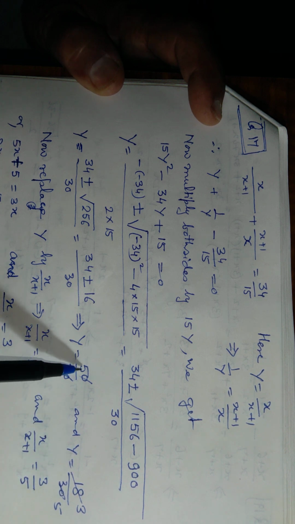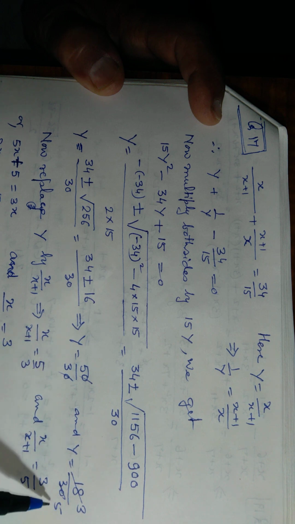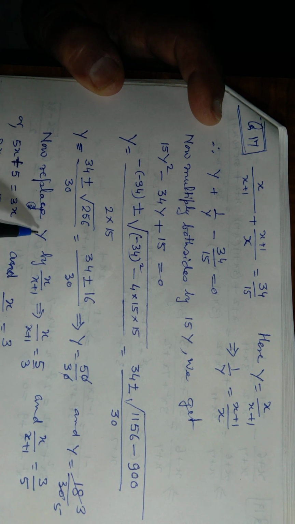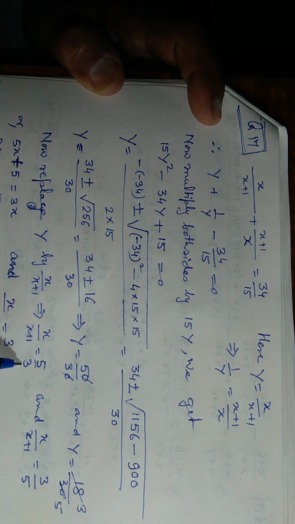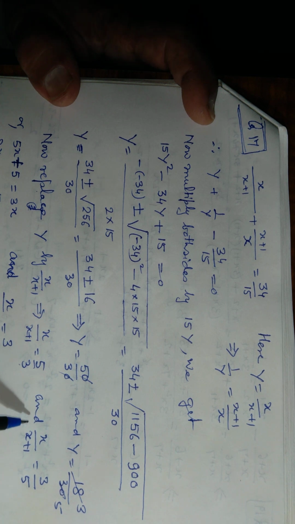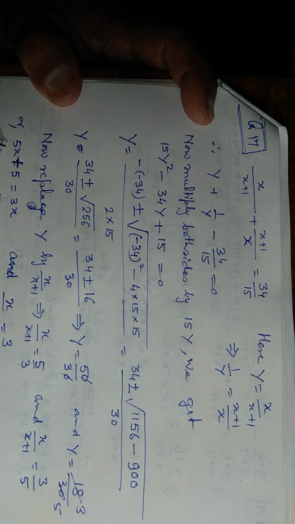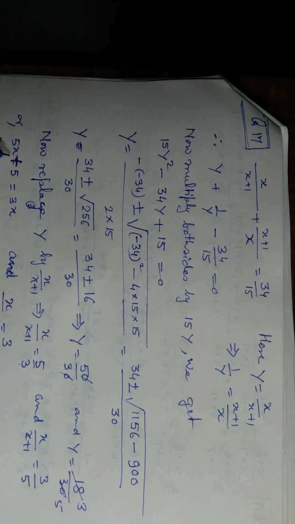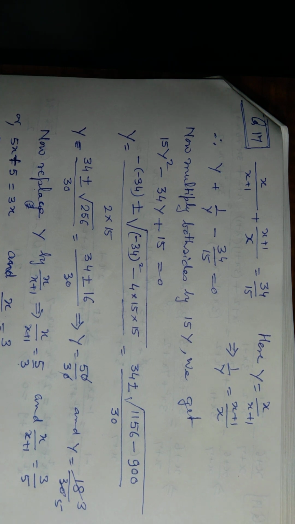That can be further solved. It will become 5 by 3 and it will be 3 by 5. Now replace y by x upon x plus 1. x upon x plus 1 will be equal to 5 by 3 and x upon x plus 1 equal to 3 by 5. You see, in the one case it will be 5x plus 5 equal to 3x. If further solve it, 2x is equal to minus 5, x will be equal to minus 5 by 2.